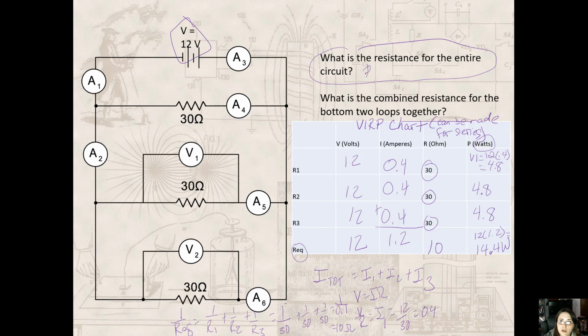Okay. So then to actually answer this question, it says, what is the resistance for the entire circuit? That's just our equivalent. And we can go to our VERP chart and read it. So then that's going to be 10 ohms.